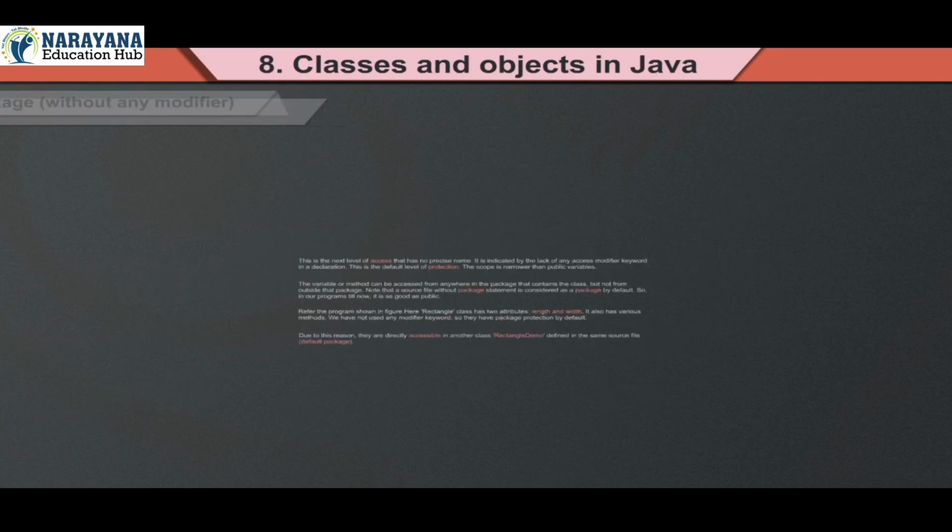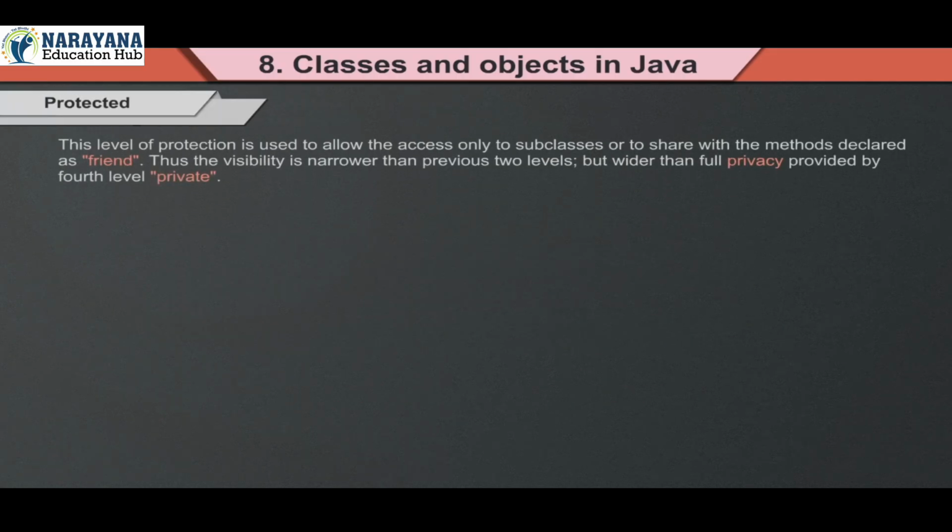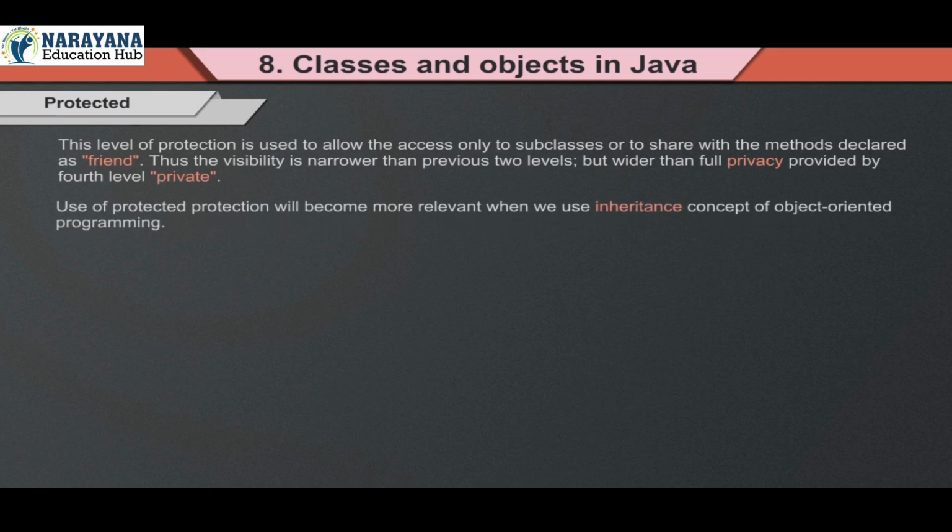Protected. This level of protection is used to allow access only to subclasses or to share with the methods declared as friend. Thus, the visibility is narrower than the previous two levels, but wider than the full privacy provided by the fourth level, private. Use of protected protection will become more relevant when we use the inheritance concept of object-oriented programming.